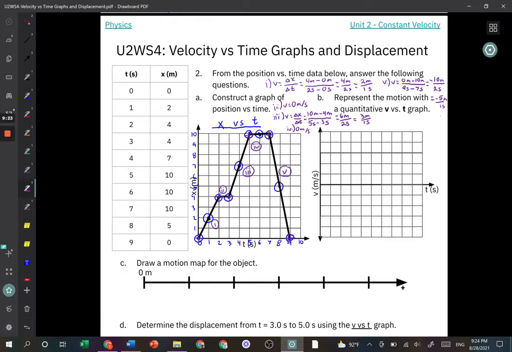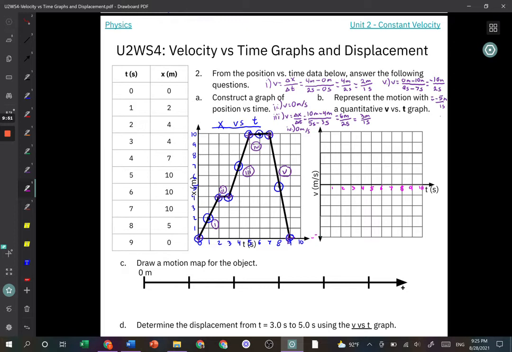For my time range, I need to have it set up so it's going to be the same time range that I had on my position versus time graph in order to make this a good quantitative representation of plotting the velocities. And because I have still our 10 boxes, I'm going to go with 5 meters per second in both directions.